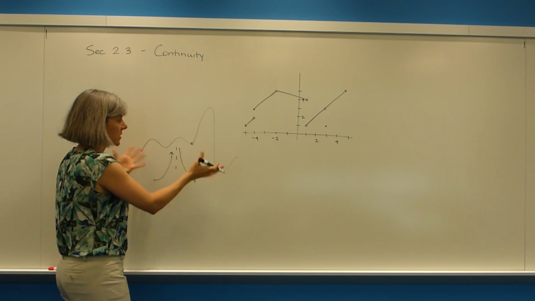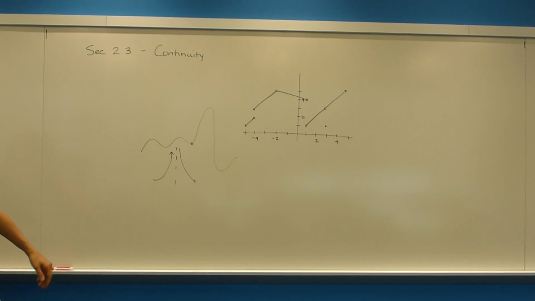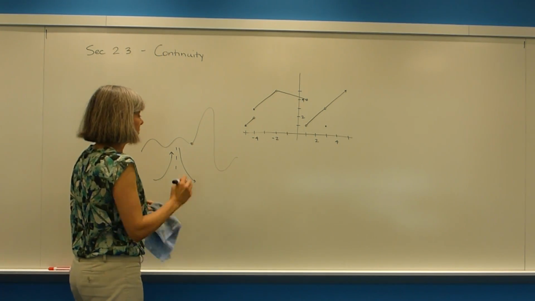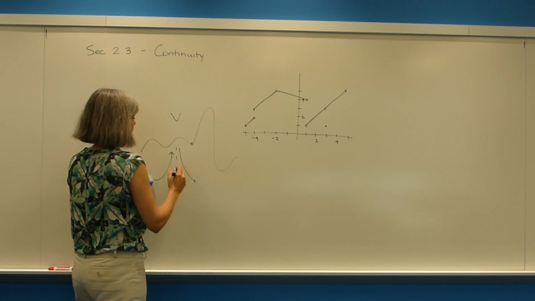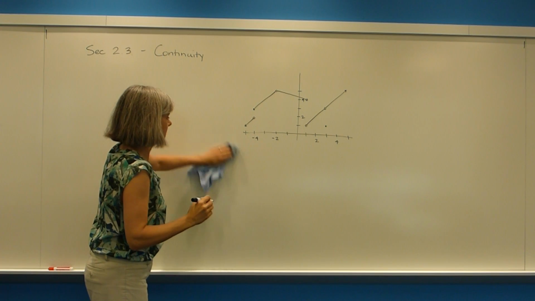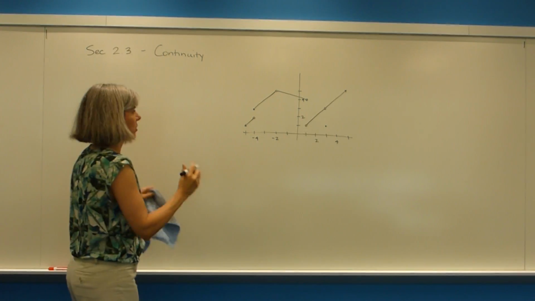I mean, it's smooth. It doesn't, well, I'll take that back. It doesn't have to be smooth. It just has to have no breaks and jumps, so that's continuous. So we kind of know what it is intuitively. So let's define it in terms of math.